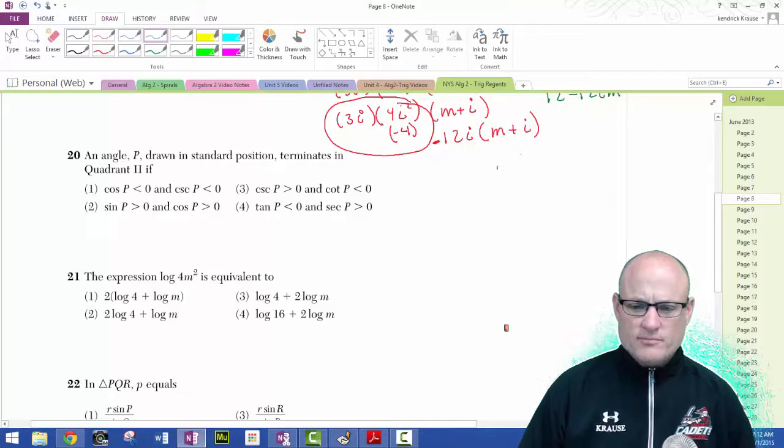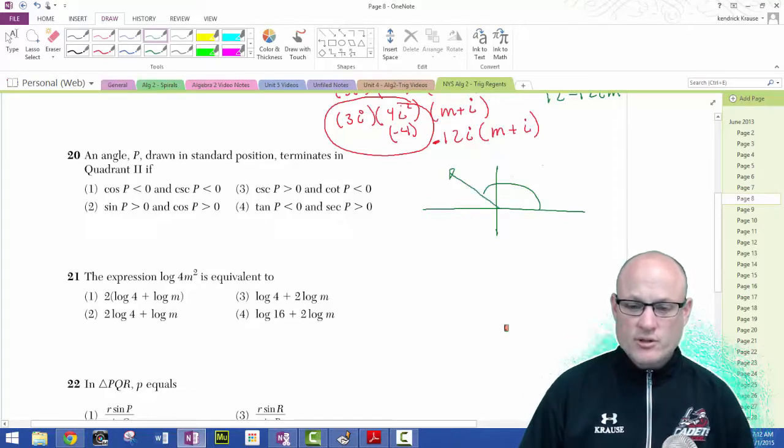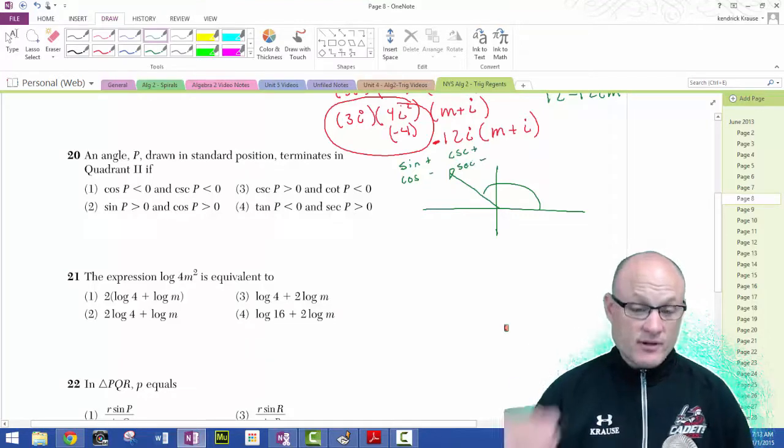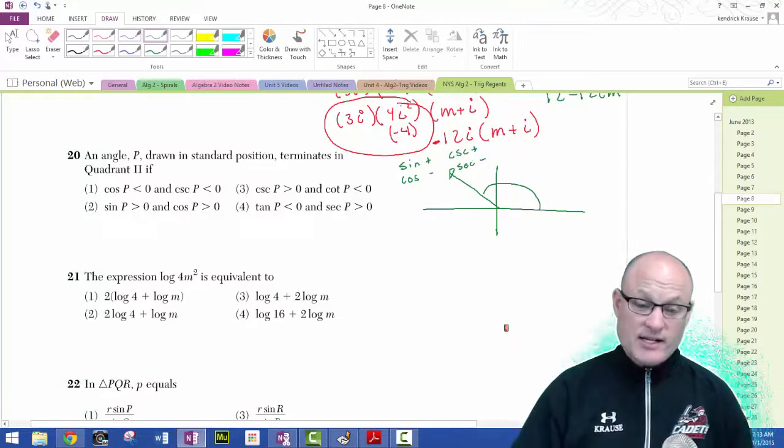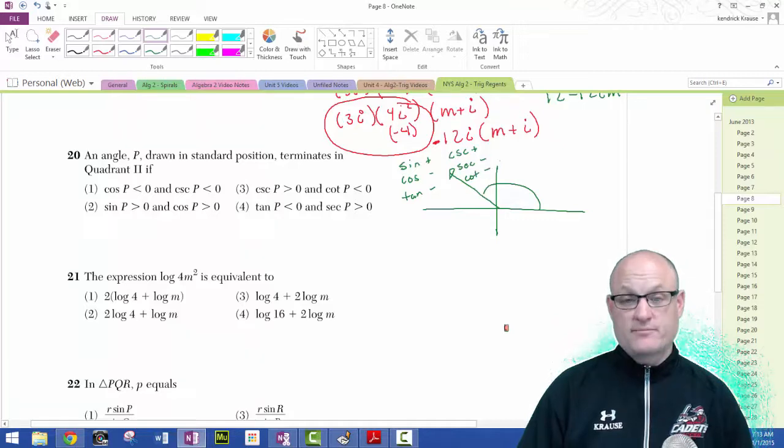Okay, so let's think about this. Angle terminates in quadrant 2. Let's think about what's negative here. Sine is positive. Cosine is negative. Well, if sine's positive, then cosecant is also positive, and secant is negative. So now I want to figure out what they have here. Oh, the other thing is, since sine is positive and cosine is negative, I know that tangent is also negative in this quadrant, which makes cotangent also negative.